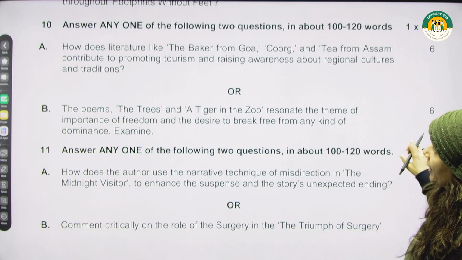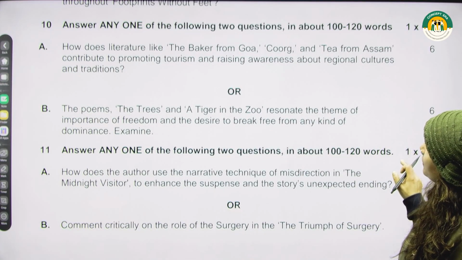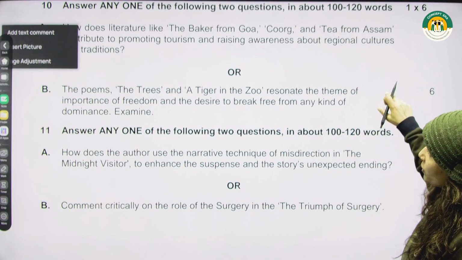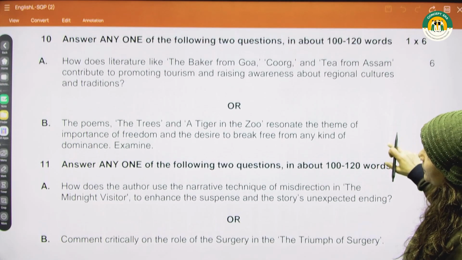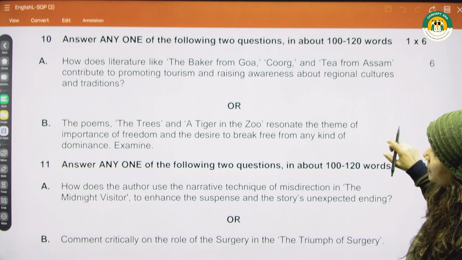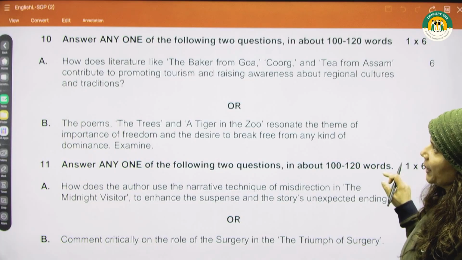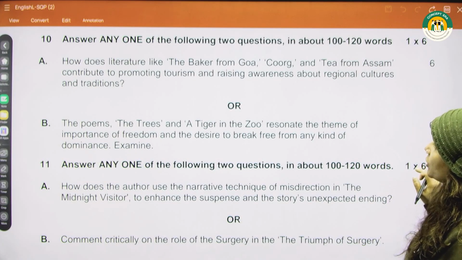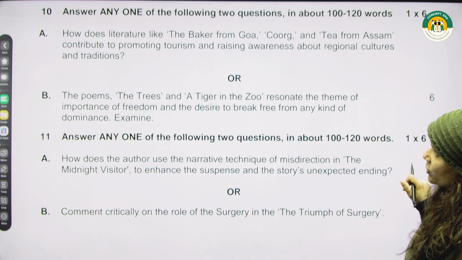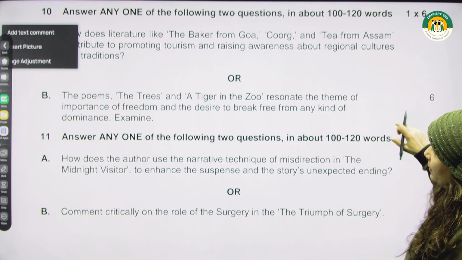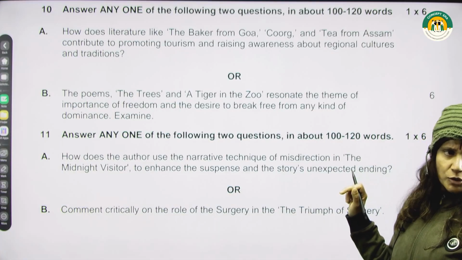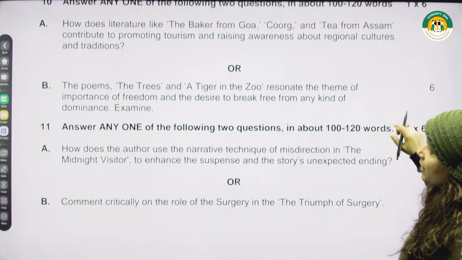See, question number 10. Here the first question, 10A, has been taken from prose. Here the child has to write about the baker from Goa, Coorg, and the tea from Assam. While in question number 10B, the child has to depict the theme of the 2 poems, The Trees and A Tiger in the Zoo.